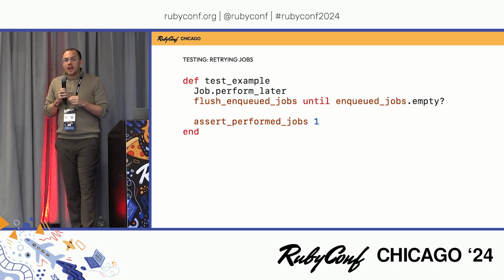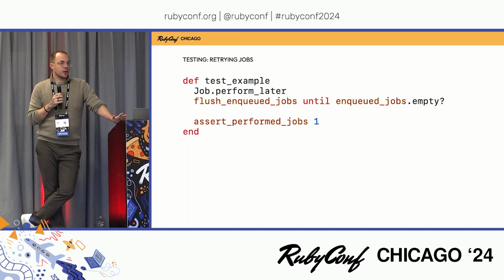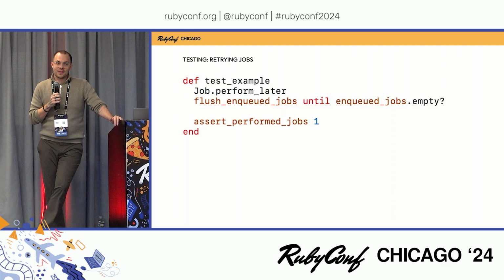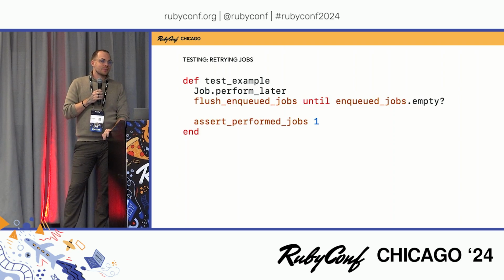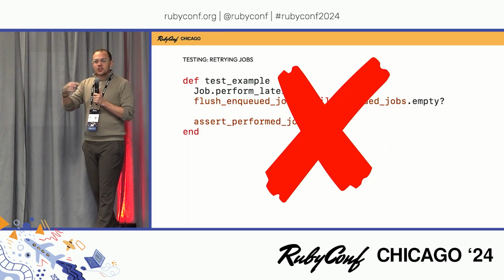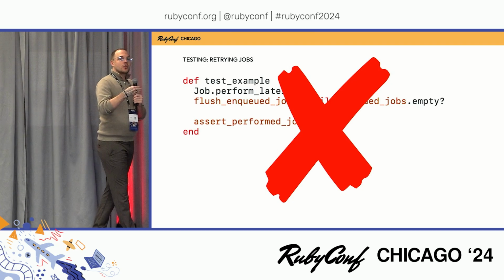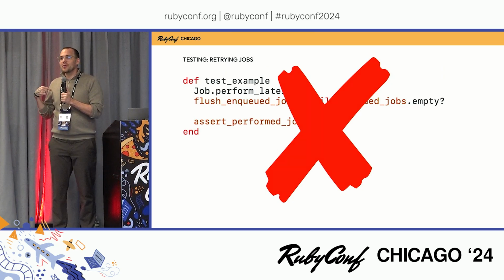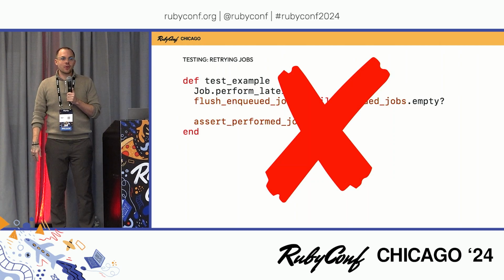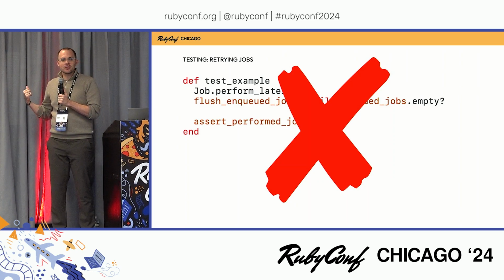This is good. And I thought everything was fine, I didn't need to do anything more, until I started testing jobs that enqueued and scheduled other jobs. And I immediately found, okay, this is not quite what I need. Because the way that flushing enqueued jobs works, I learned, is that it's going to execute those jobs, perform those jobs, in the order in which they were put into that enqueued jobs array, which is to say the order in which they were enqueued, not the order in which they are scheduled.